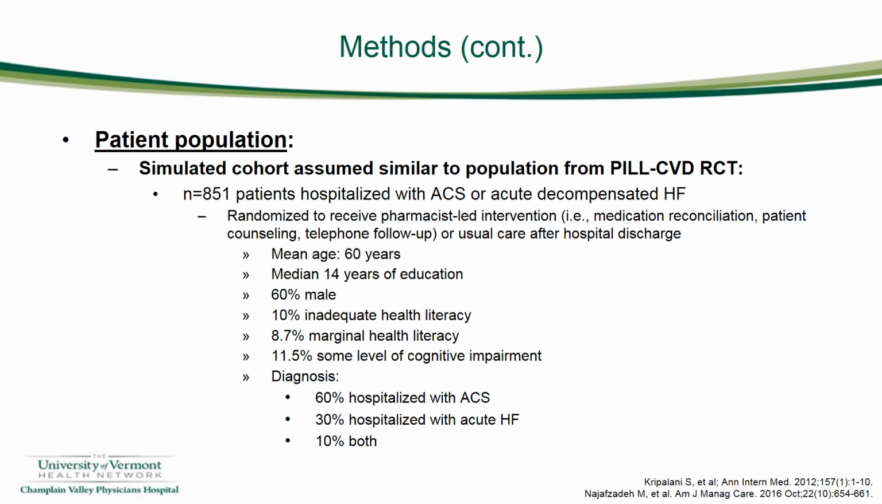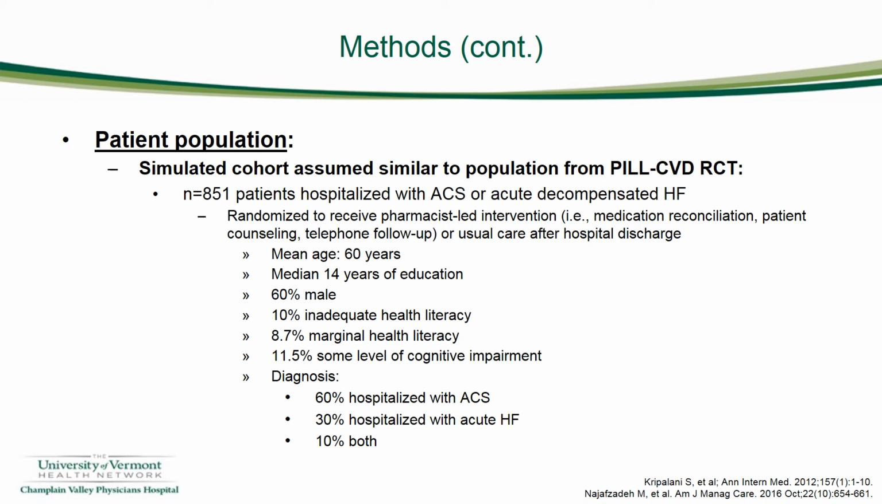The mean age in the simulated cohort was 60 years. The patients in this cohort were assumed to have a median of 14 years of education, similar to that in the pill CBD trial. 60% were male, 10% were deemed to have inadequate health literacy, 8.7% were deemed to have marginal health literacy, and close to 12% had some level of cognitive impairment.